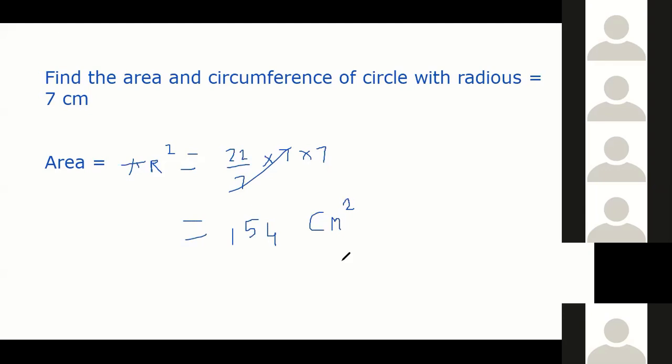Can everybody find very quickly the circumference? It's oral. 44 centimeters, sir. 2 pi r. Correct? It is 44.